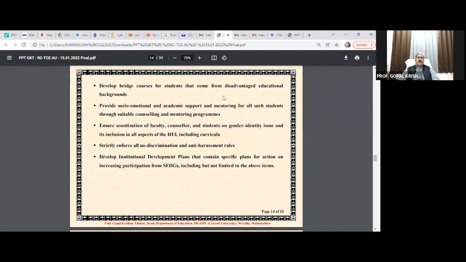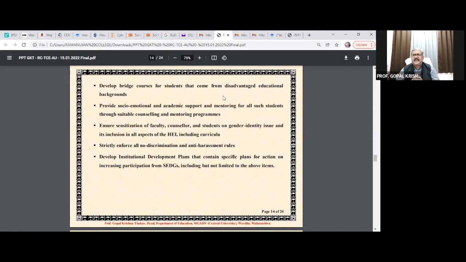And then the government must strictly enforce all no-discrimination and anti-harassment rules. No doubt, we still do have anti-harassment rules in existence. But yes, they must be enforced properly and strictly. It is also envisaged in this national education policy document that government should encourage and lay out specific plans, that it should develop institutional development plans that contain specific plans for action on increasing participation from these SEDG groups.